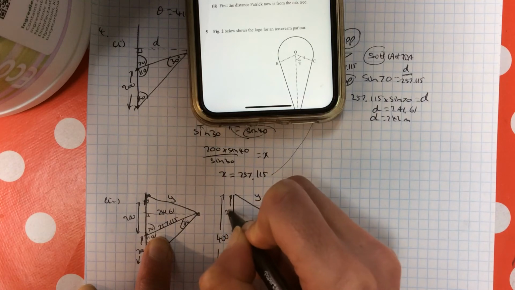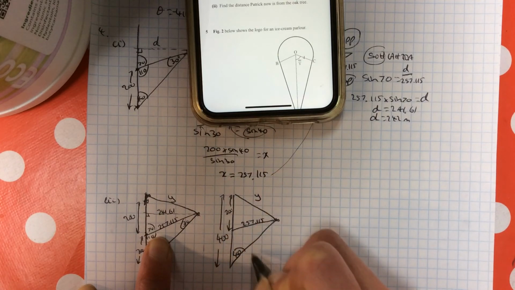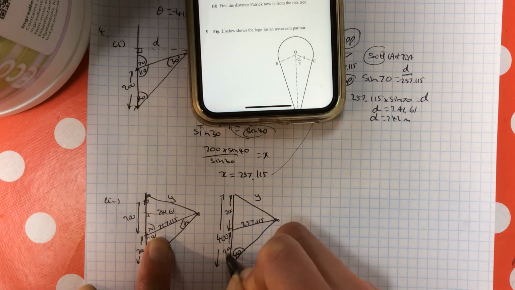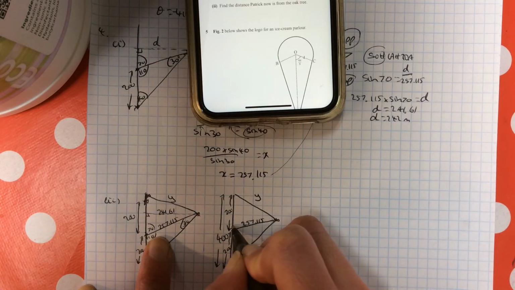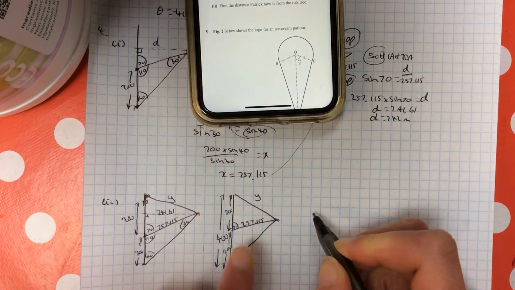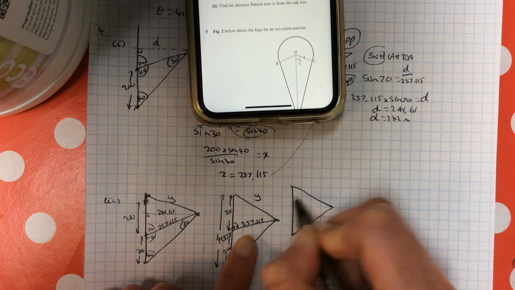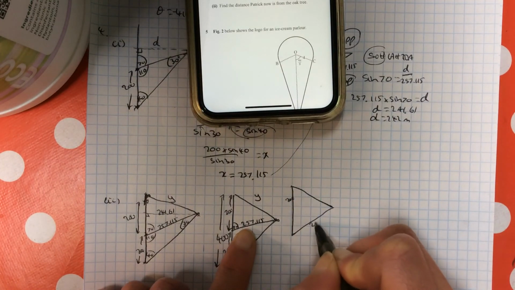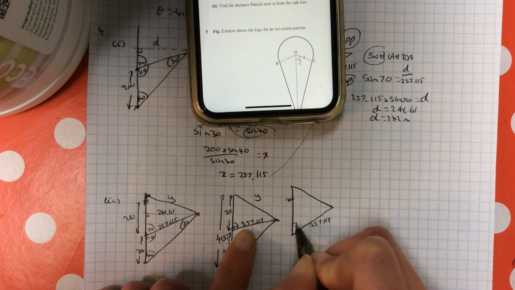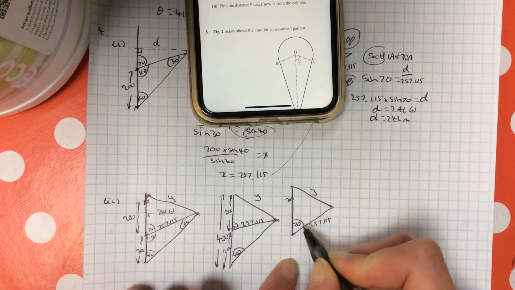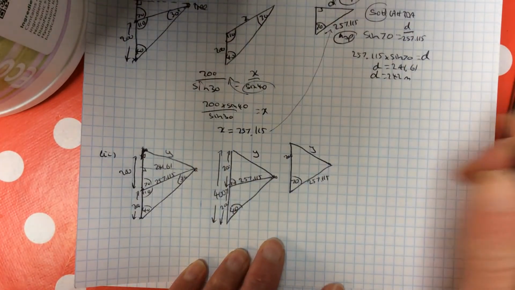And this distance is 200, and this distance here is 200. And I know this angle here is 70. Now that's much more information. I can work with that one. So I've got 200, 257.115, and I've got 70. I'm looking for y. Two sides and the in-between angle is a cosine rule.